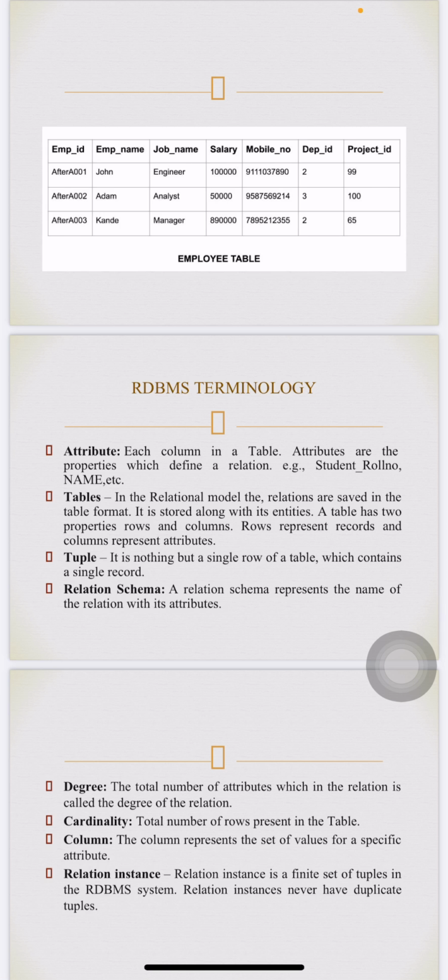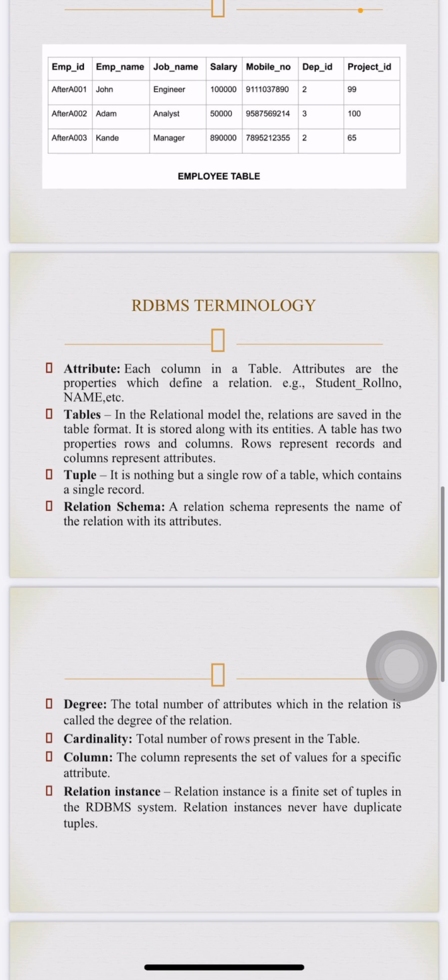Attributes: each column in a table. Attributes are the properties which define a relation, for example student, roll number, etc. Table name: in the relational model, the relations are saved in table format, stored along with its entity. A table has two properties, rows and columns. Rows represent records and columns represent attributes. Tuple: it is nothing but a single row of the table which contains a single record.